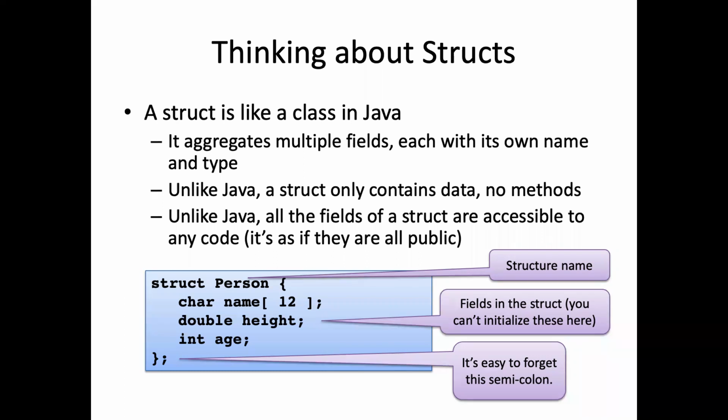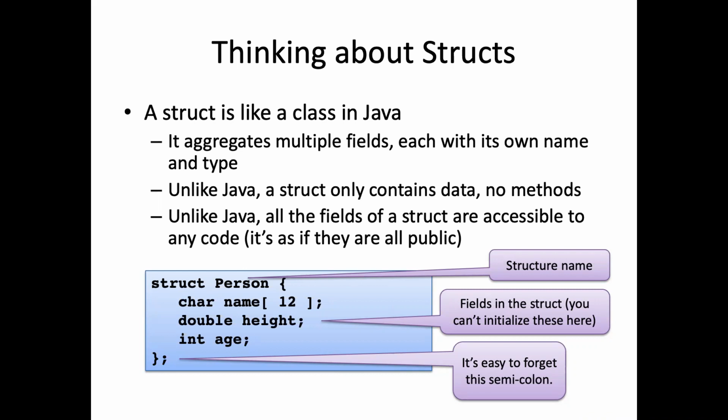So a person has a name. You can think of that as a char array with 12 elements, so room for storing a string of up to 11 characters. And then a double field called height and an int field called age.